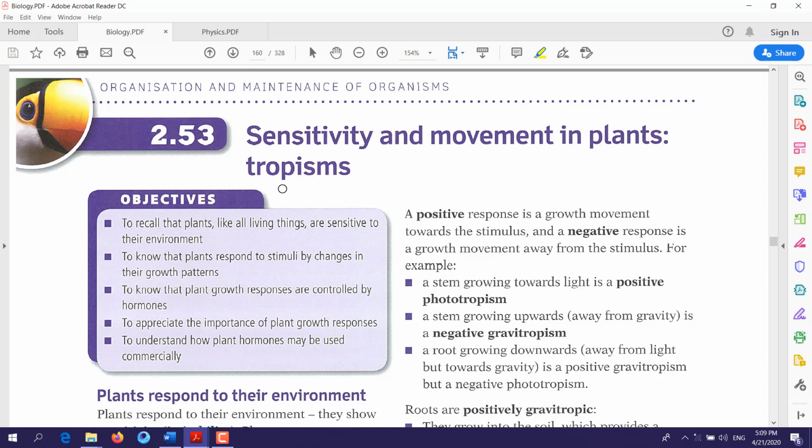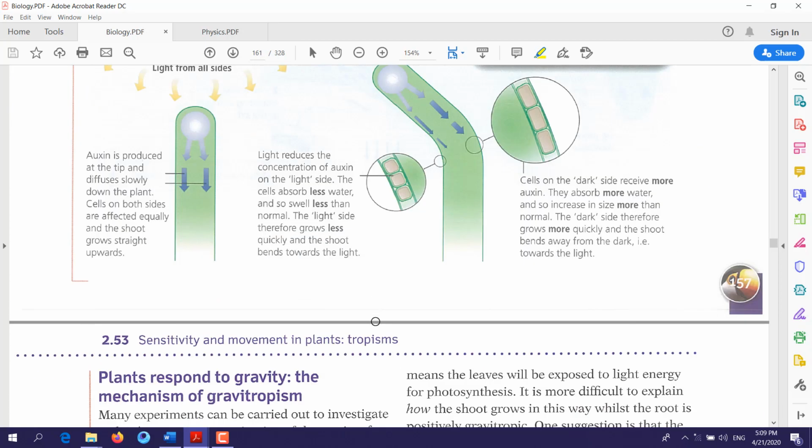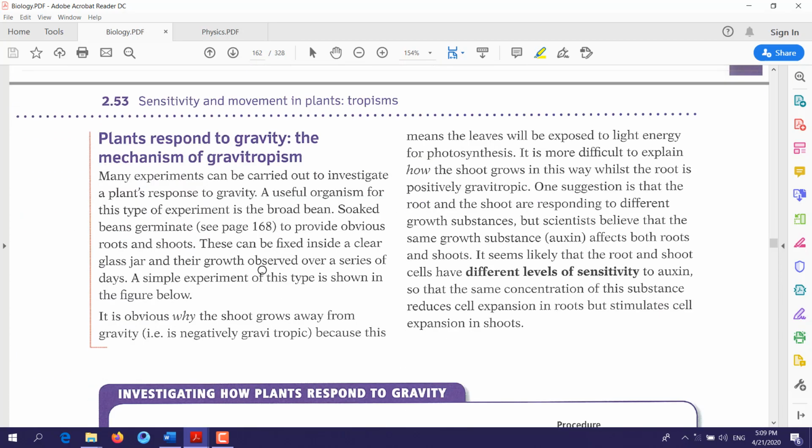Then we explained the two types of tropism. We said we have phototropism and gravitropism. It depends on the stimulus. If the stimulus is light, we call it phototropism. If the stimulus is gravity, then we call it gravitropism. Last lesson we explained phototropism. Today we will continue explaining, but today we will explain how plants respond to gravity.